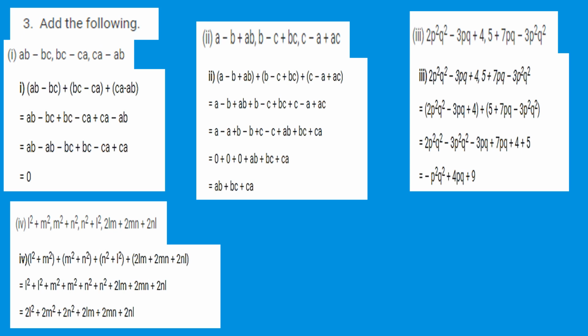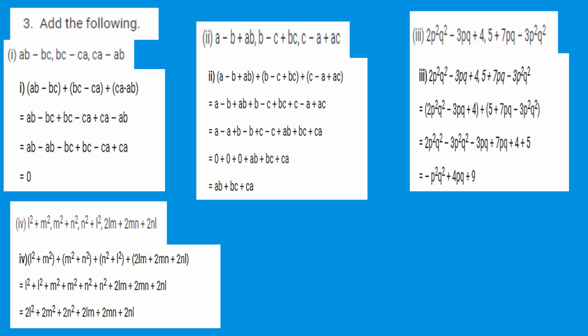Now let us add the following. Now let us work out the sums with the same method. So listen here, AB minus BC, BC minus CA, CA minus AB. Now first you try the second method, put it in the form of a bracket. First thing, form brackets. So AB minus BC, then plus BC, plus CA, plus and minus becomes minus CA, and minus minus AB. Now bring all the like terms together.